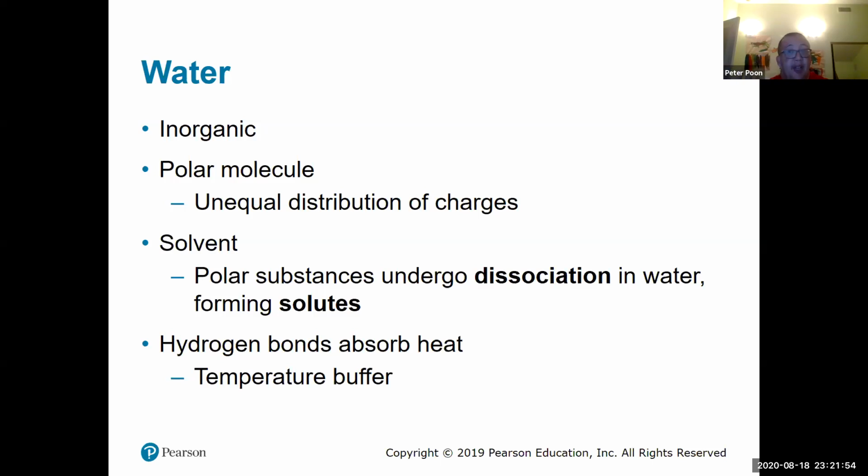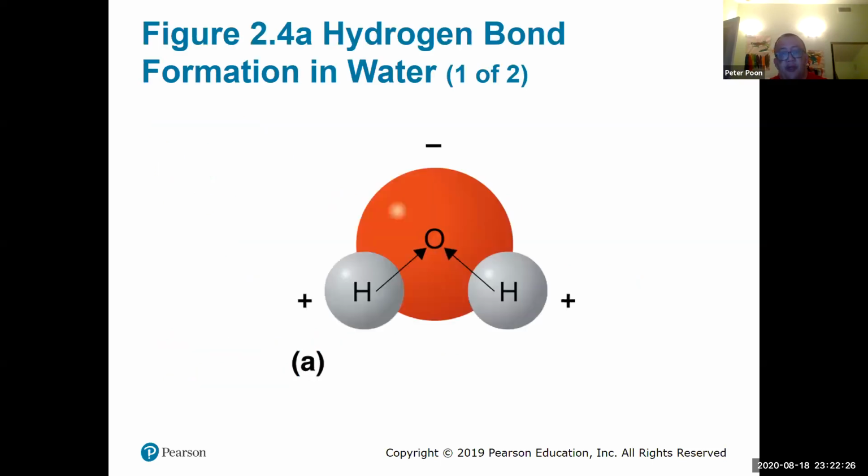Like try adding salt to oil; it doesn't dissolve very easily, or sugar to oil; it doesn't dissolve very easily. Okay, hydrogen bonds also absorb a lot of heat, which makes it a temperature buffer. You can oscillate the hydrogen bonds a little bit, a lot actually, and that absorbs a lot of heat. So it takes a lot of energy to heat up water. Okay, so water maintains its temperature really easily.